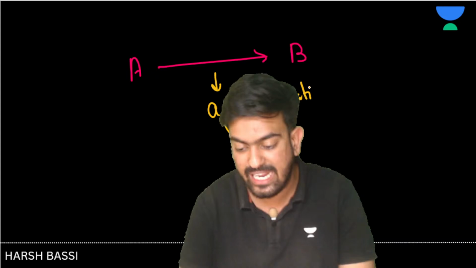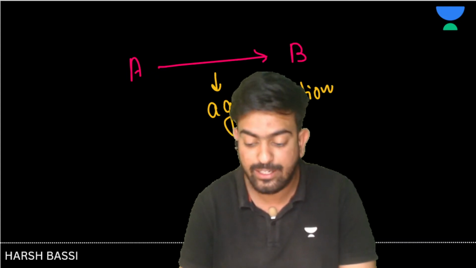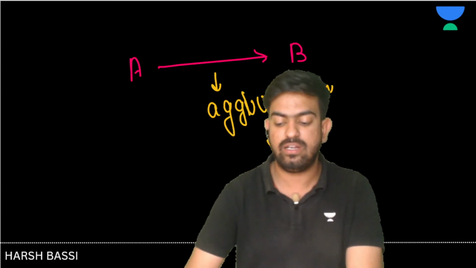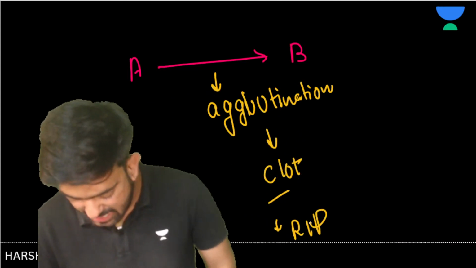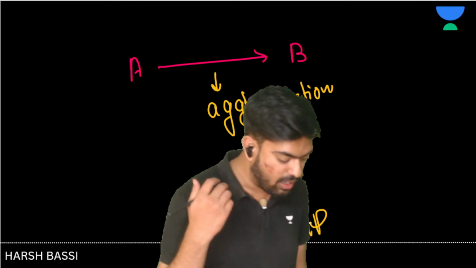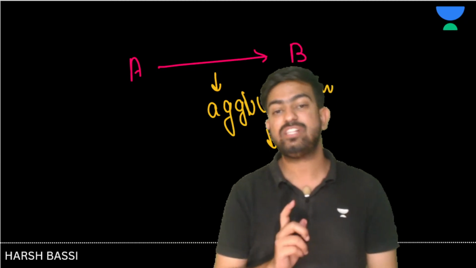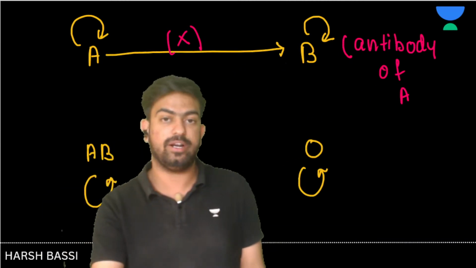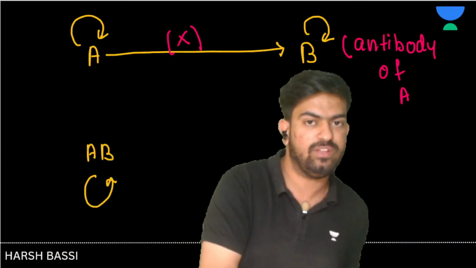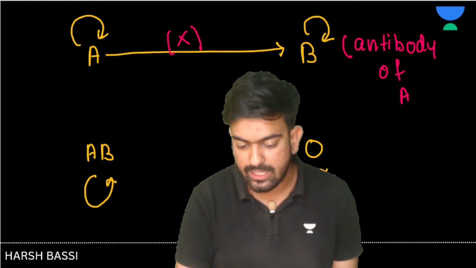Agglutination reaction will take place and the blood will clot and the person will RIP. Clear? Person क्या हो जाएगा? ऊपर चला जाएगा. That's why we can't give the blood, A can't give the blood to B or B can't give the blood to A. Okay? Yes or no?